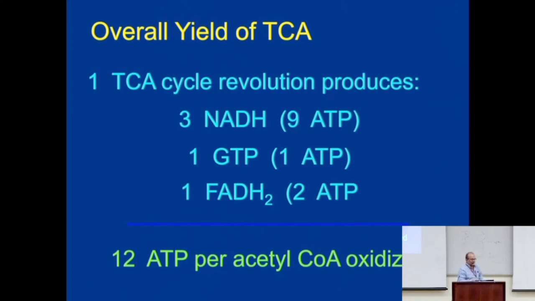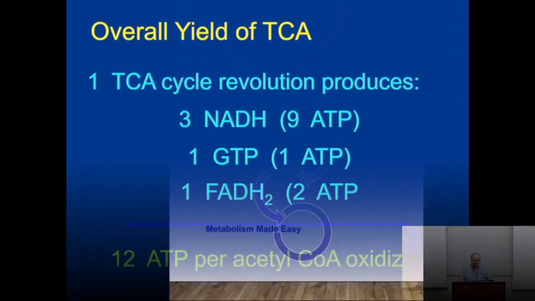So you should just at first look realize, wow, that's a lot of energy. 24 ATPs from the TCA cycle going twice, oxidizing 2 acetyl-CoAs. That's actually 3 times as much energy as was produced from glycolysis. 24 ATPs, glycolysis a maximum of 8 ATPs. So that's pretty impressive in terms of energy production.